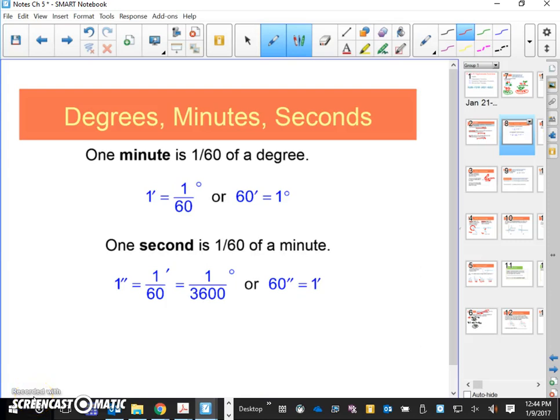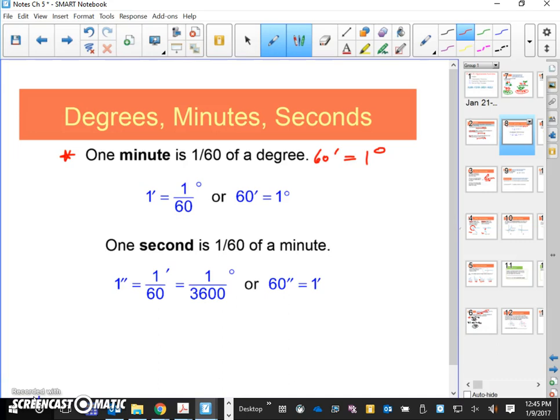Degrees, minutes, and seconds. They represent fractions of your degrees. So when it says 1 minute is 1/60th of a degree, that's right. I think it's a little bit easier to think about it in this way. We would say 60 minutes, that's the symbol for minutes, equals 1 degree. 60 minutes is 1 degree, and degrees act kind of like hours.